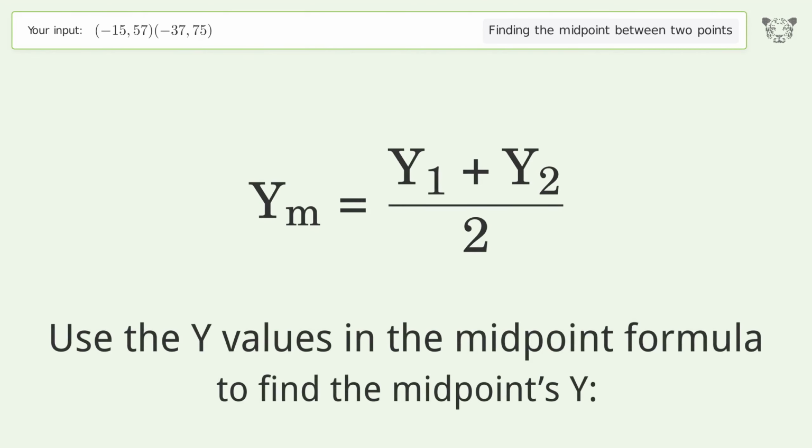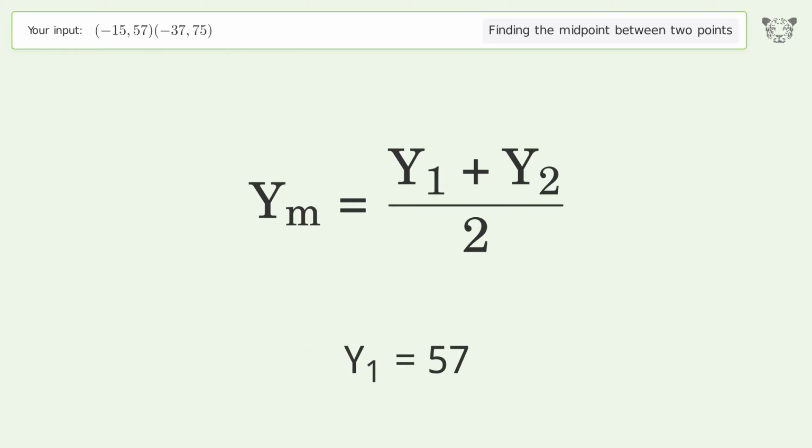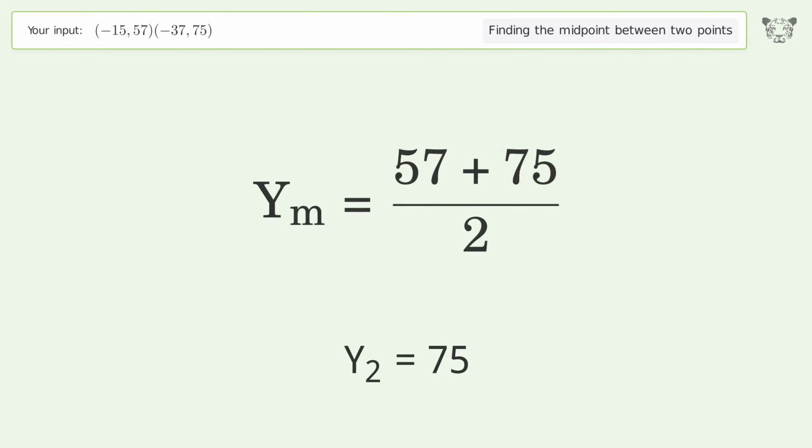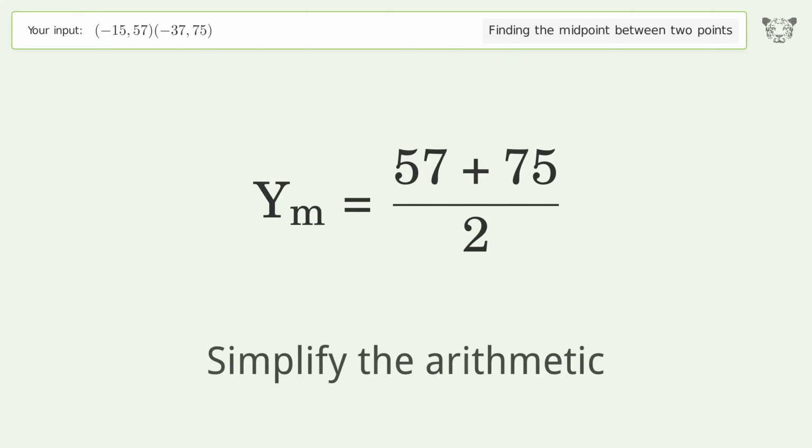Use the y values in the midpoint formula to find the midpoint's y. y1 equals 57. y2 equals 75. Simplify the arithmetic.